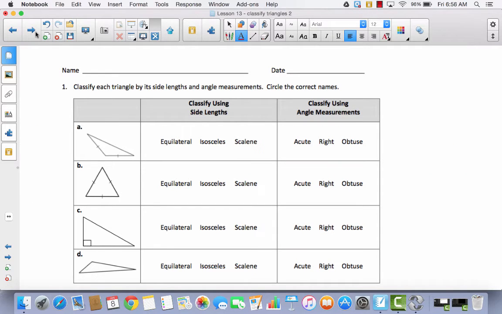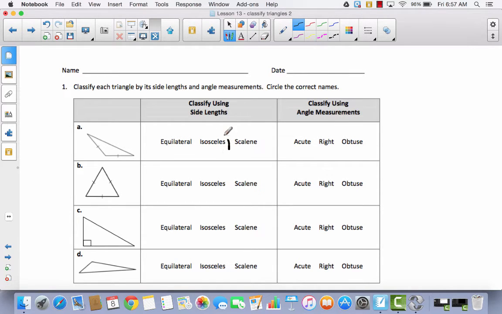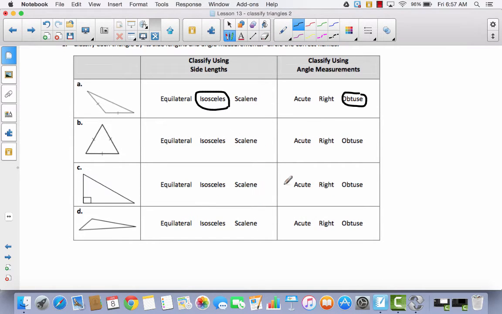So it says classify each triangle based by its sides, lengths, and angle measurements. Circle the correct names. Now these little tick marks right here tell you that those two sides are equal. So if you just look at the sides, it has two equal sides. And if you remember, if a triangle has two equal sides, we call it isosceles. So go ahead and circle isosceles. Now if you look at the angles, it has two acute, but it has one obtuse. So we're going to call it obtuse.